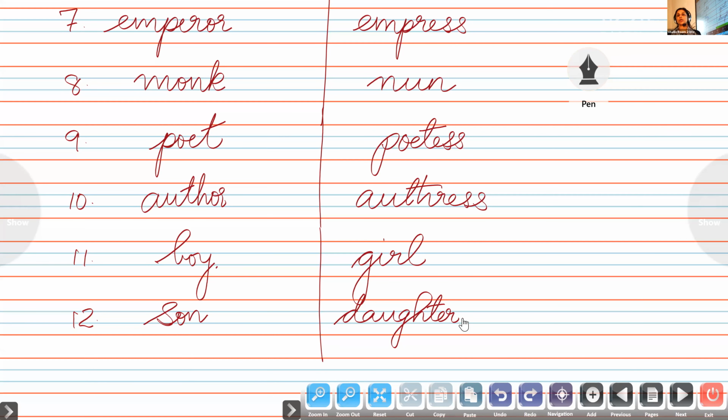So I want all of you to write it. Before the next session, I wanted all of you to write these 12 words, the masculine and the feminine gender, three times each. As you write it 3 times, learn the spellings too. Daughter, D-A-U-G-H-T-E-R. Spell out as you write it. Girl, G-I-R-L. Authoress, A-U-T-H-R-E-S-S. Poetess, P-O-E-T-E-S-S. Most of the words you have to add E-S-S to make those words into feminine gender. So please do learn those words, okay?